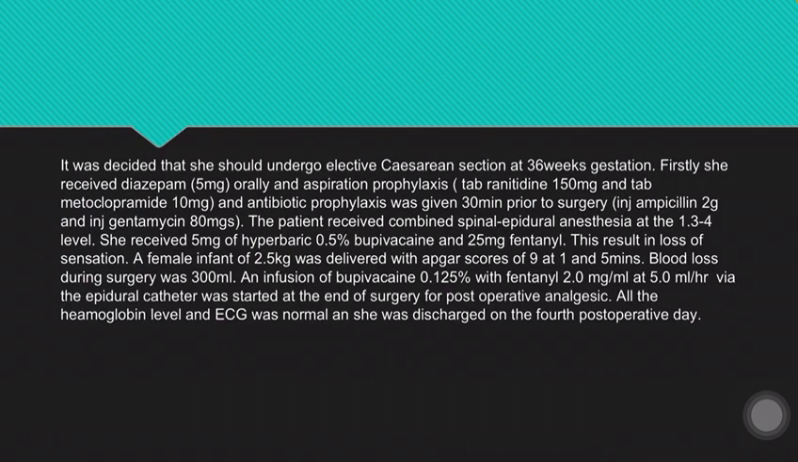This resulted in loss of sensation. A female infant of 2.5 kg was delivered with APGAR scores of 9 at 1 and 5 minutes. Blood loss during surgery was 300 ml. An infusion of bupivacaine 0.125% with fentanyl 2.0 mg per ml at 5.0 ml per hour via epidural catheter was started at the end of surgery for post-operative analgesia. All the hemoglobin levels and ECGs were normal at that time, and she was discharged on the 4th post-operative day.